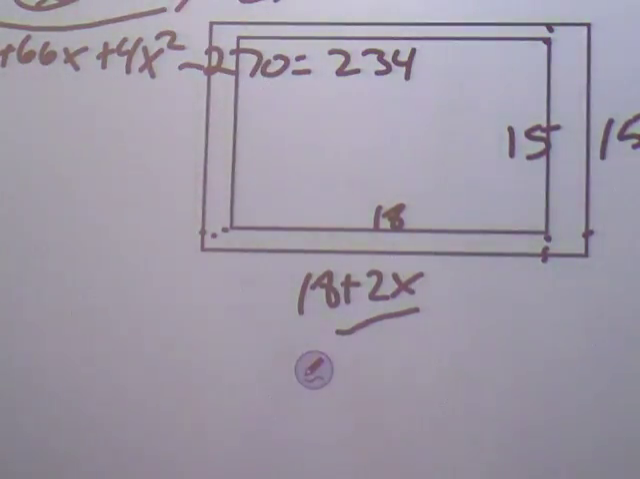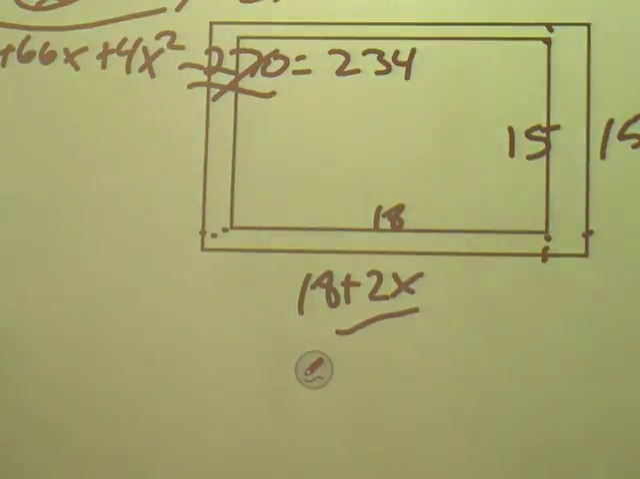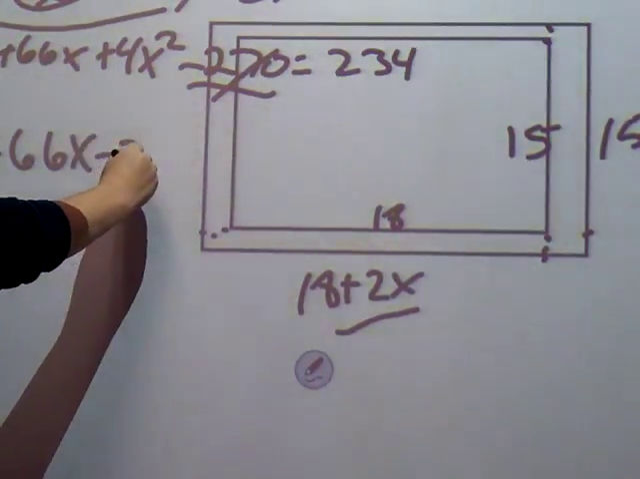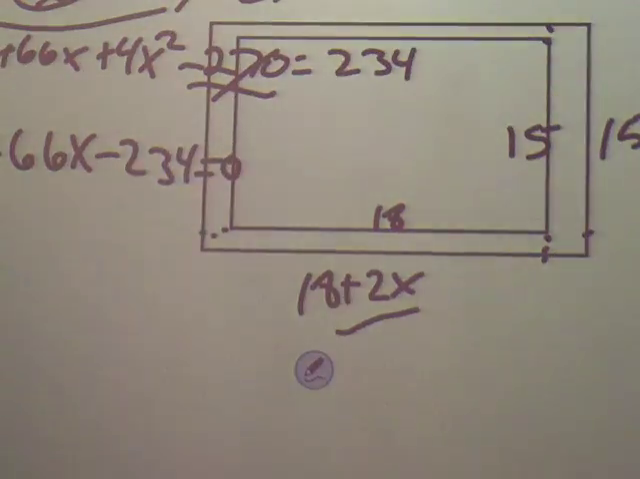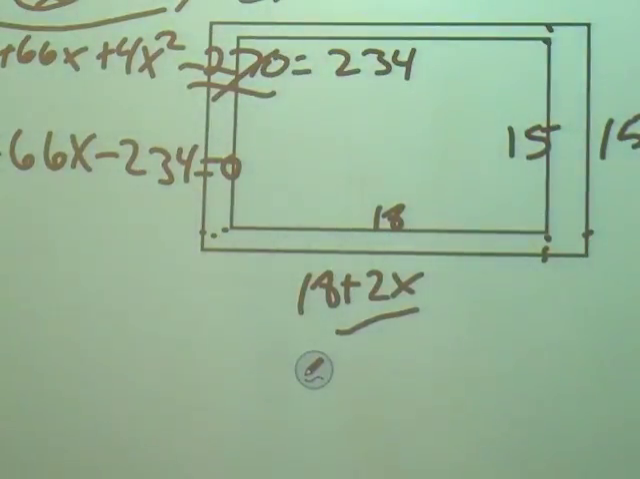After I foiled that, 270 and negative 270, he gone. So to get this in standard form, I need to subtract the 234 over. 4x squared plus 66x minus 234 is equal to 0. I had some people first period use those values for their A, B, and C, and that's great. I divided it all by 2 and got a little bit smaller numbers. It still didn't work out fabulous, but they were a little bit smaller.